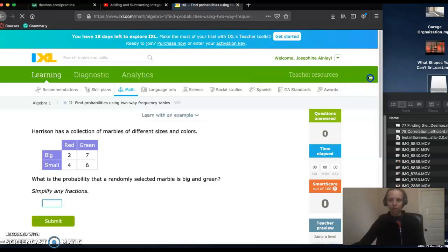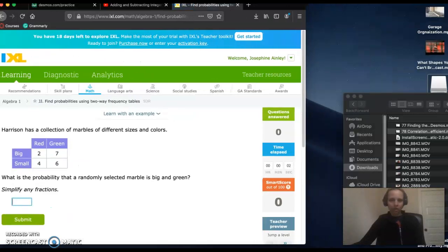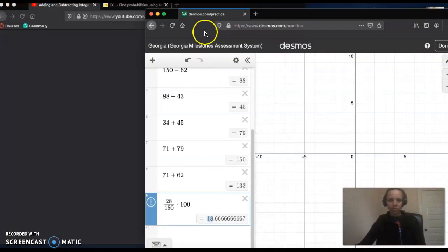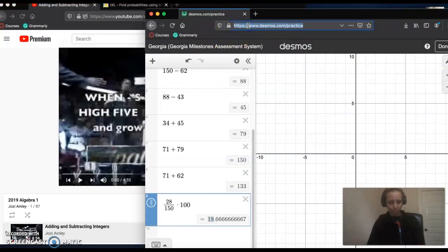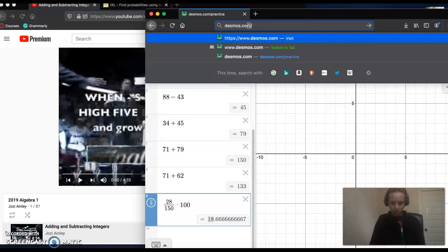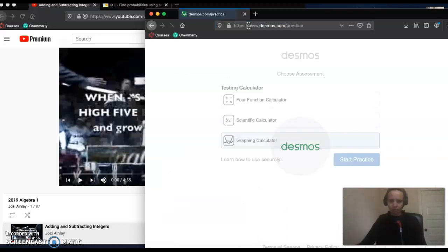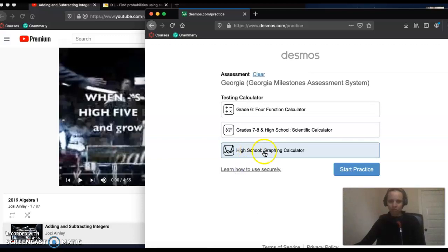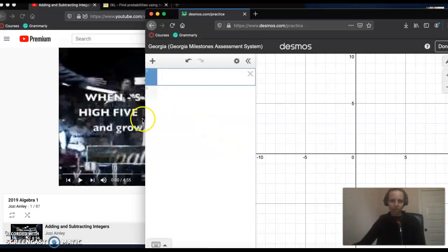So remember, make half your screen what you're working on, and the other half is going to be Desmos. And I'll just start from the beginning just in case you don't know how to log in. So you go to desmos.com/practice. All right, then go choose assessment. Make sure it's Georgia Milestones. Start practice.